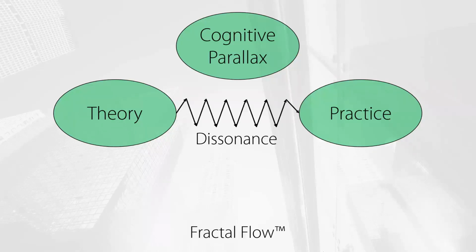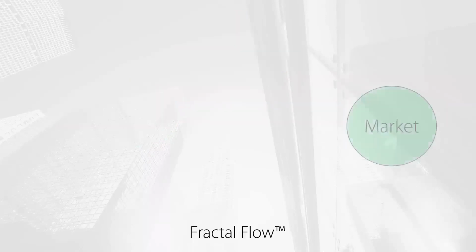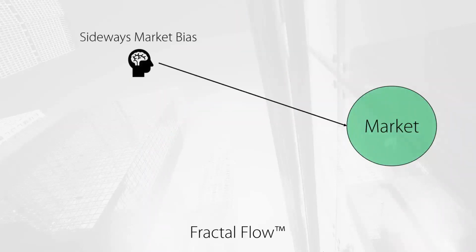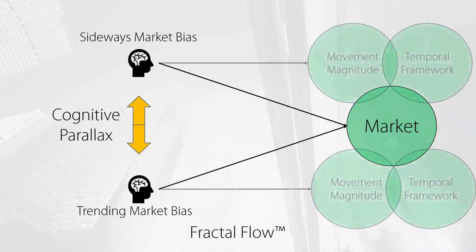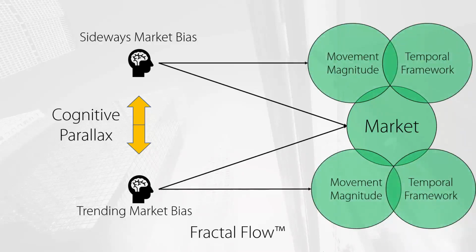Cognitive parallax can be better defined as the difference between the theoretical thinking axis and the experienced axis of a trader. In other words, the theoretical axis of a trader observing the market can tell him that a certain market movement is a trend or a sideways market at the same time. This perception depends on two main variables that shape the trader's interpretation, which are the magnitude of price movements and the temporal framework in which they happen.